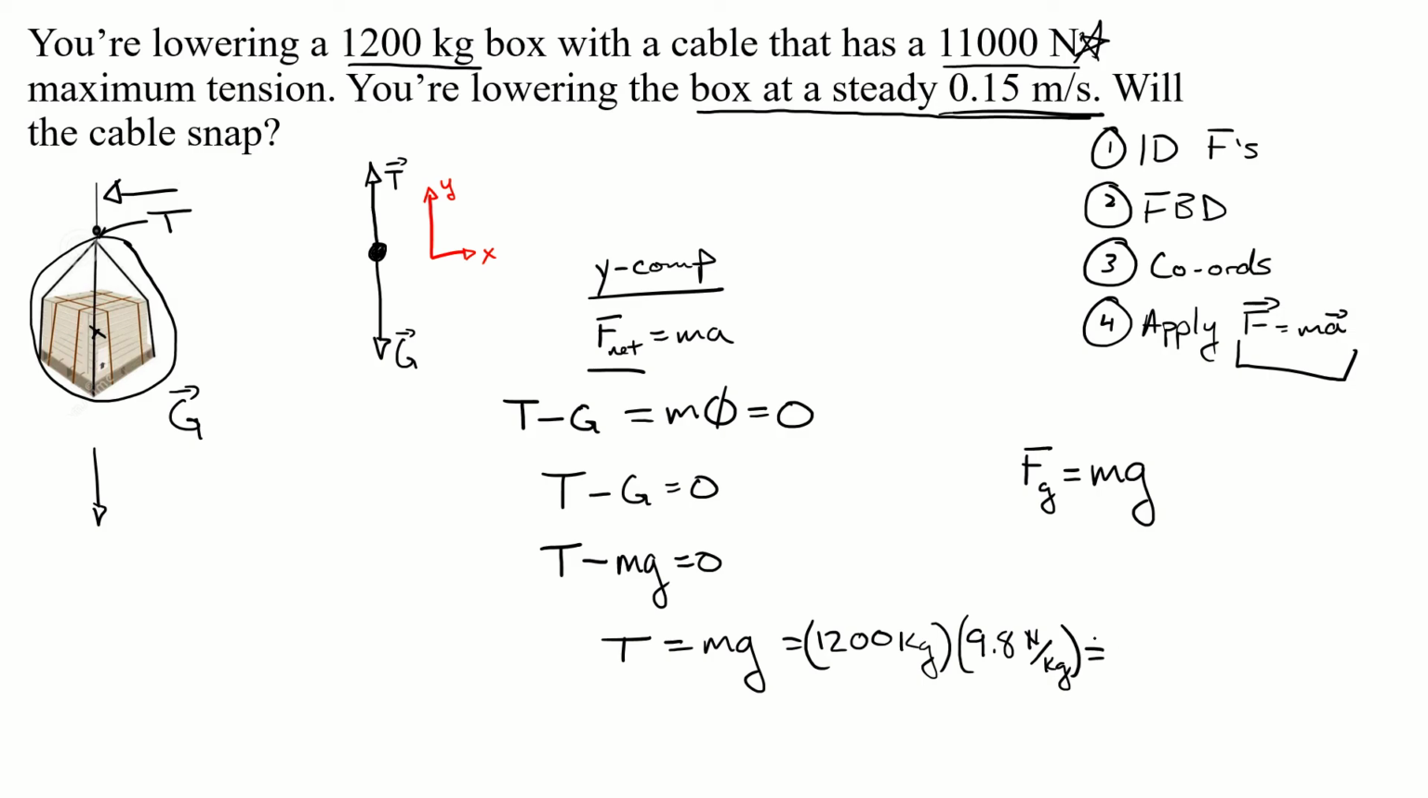So when we go through this calculation, we end up with 11,760 newtons, right? The kilograms cancel. We have the units right. So we've solved for what the tension in our rope is. And this tension is greater than 1,100 newtons. So there's a good chance that this rope will snap. This is sort of an unsafe situation to be in. You don't want to use this cable for that thing.